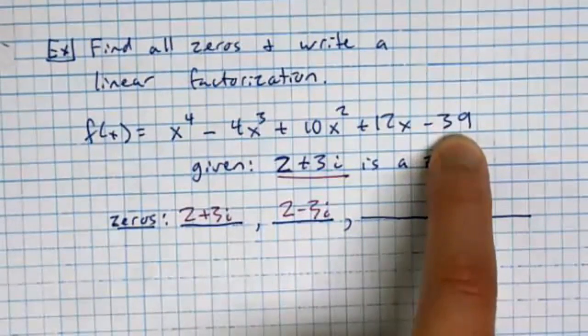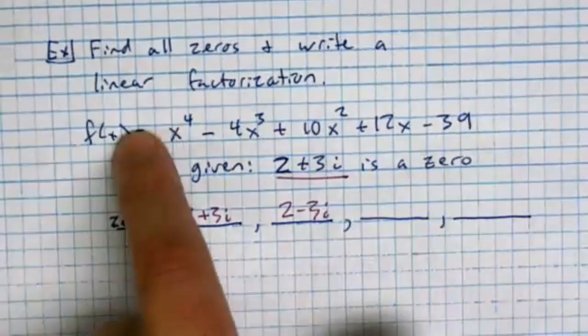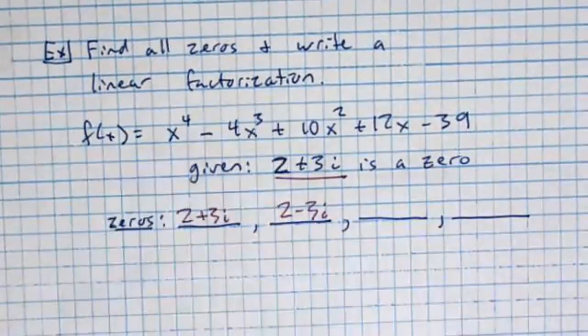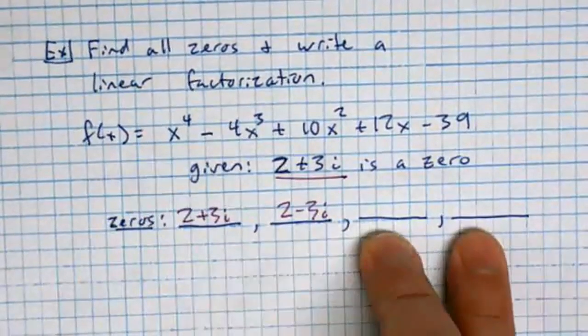So my possible real zeros would be 1 over 1, 3 over 1, 13 over 1, or 39 over 1, or the negative versions of all those. So we could graph it and see if any of those work out. Spoiler alert, they don't. Which means that these are either irrational or they're imaginary. So how are we going to get at them?